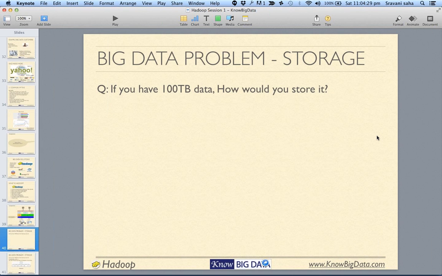So it's a question to you. If you have to store 100 terabytes of data, how would you build this kind of storage? Anyone, quickly? I'll wait for maybe 2 minutes.